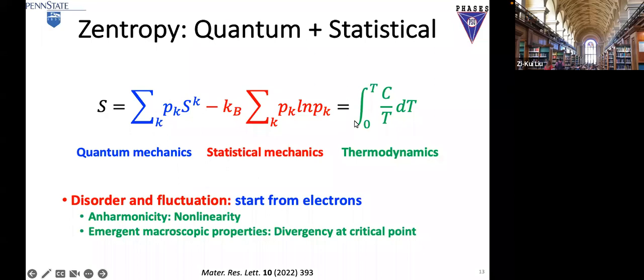Disorder and the fluctuation start from the electron level, and then you can talk about anharmonicity. You can predict anharmonicity from quasi-harmonic without knowing it. And of course, you can predict the emergent microscopic properties without knowing it. This is because the interaction generates new properties you never knew before. The extreme of this emergent property is at a critical point when the property diverges, right? That means some expansion goes to infinity, and all the properties go to infinity at the critical point.